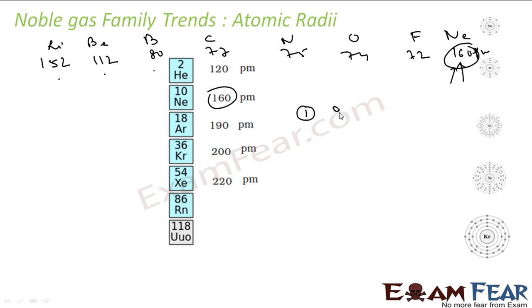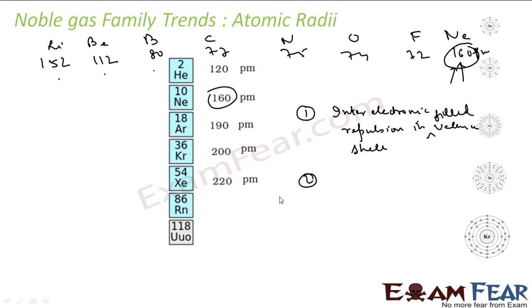That is one theory: inter-electronic repulsion in my completely filled valence shell. The second is, since these noble gases are not reactive, they don't form a lot of bonds. They don't form ionic bonds. They don't form covalent bonds typically. We have examples of XeF4, XeF6. They form bonds, but if you talk about helium, for example, neon, they don't form any compound.